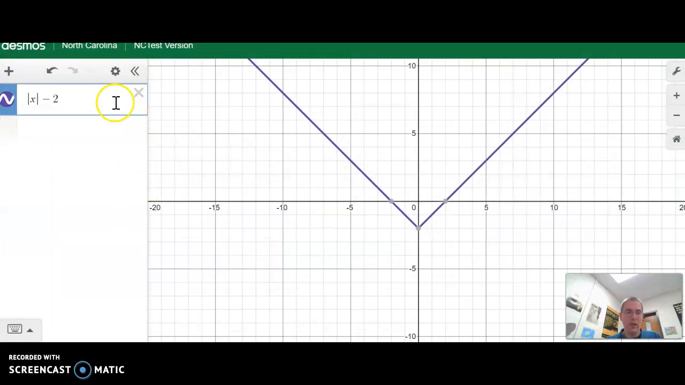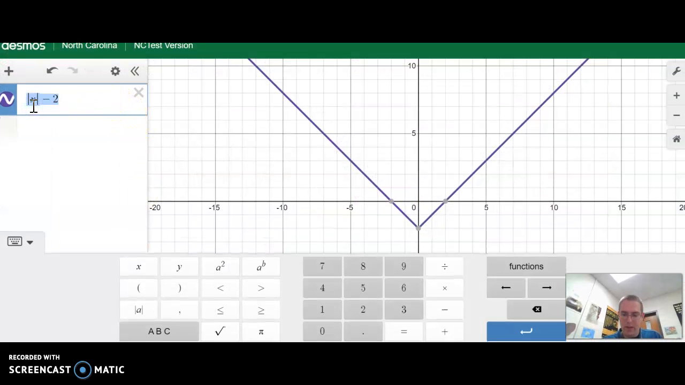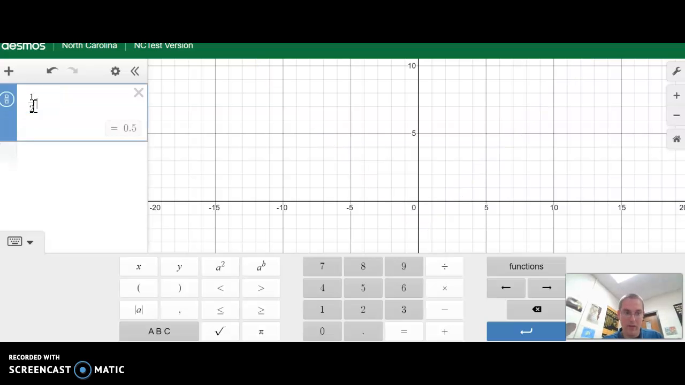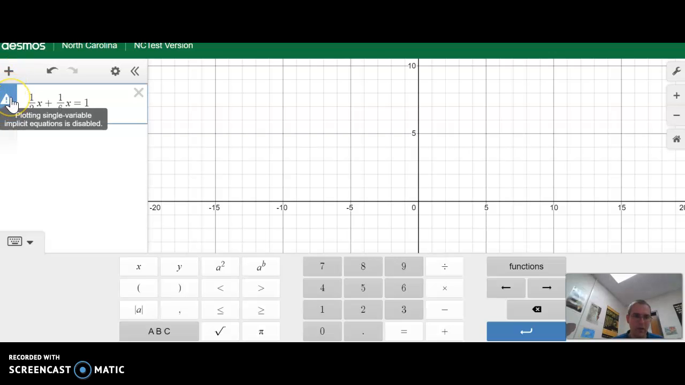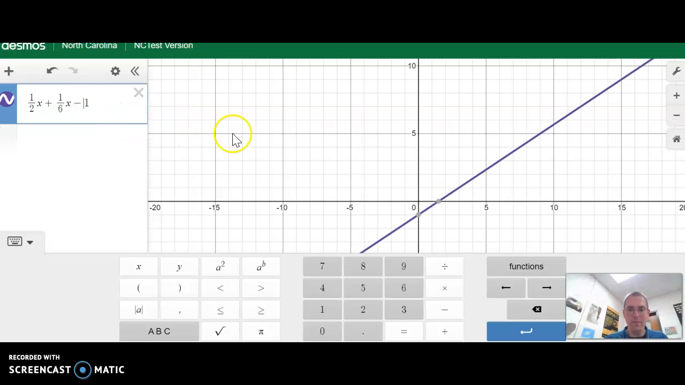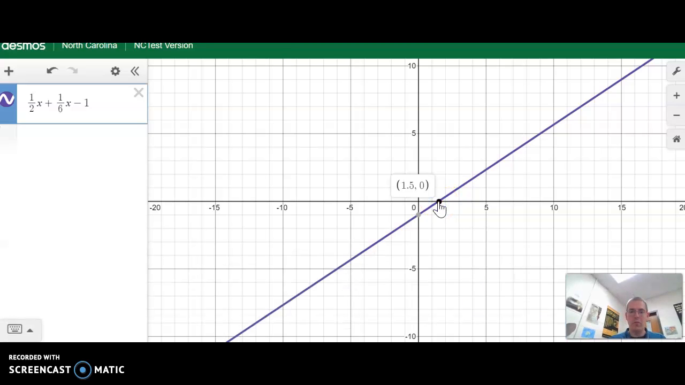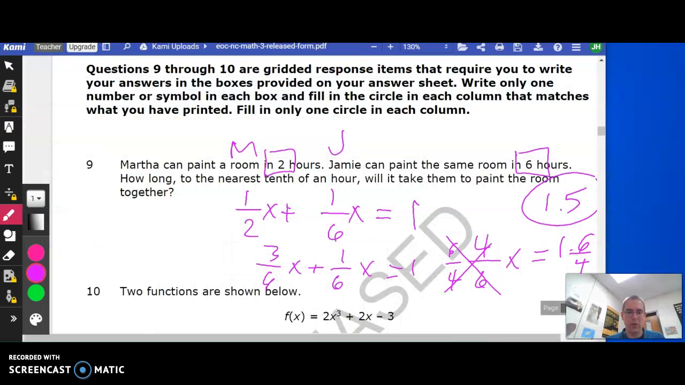I mentioned solving with Desmos. If you wanted to do that, you could just have the 1/2 x plus 1/6 x. And you notice how I had an equal one. The testing version of Desmos will not handle that. It gives you this little exclamation point that says you can't do that. The quick way to fix it is to get everything on the left side, so just subtract 1. And then now you're looking for the 0 or the x-intercept, which is 1.5. That's how you would solve it with Desmos.